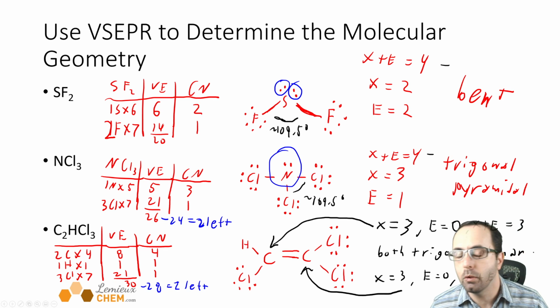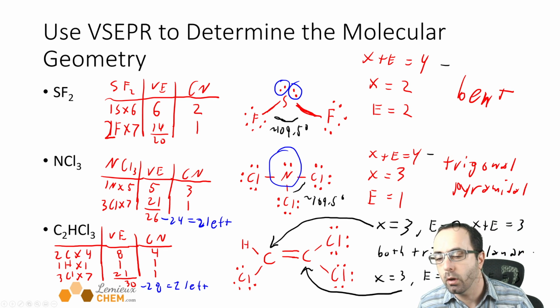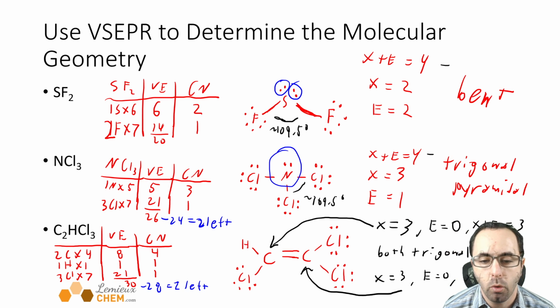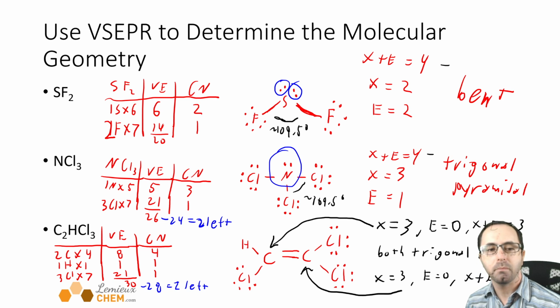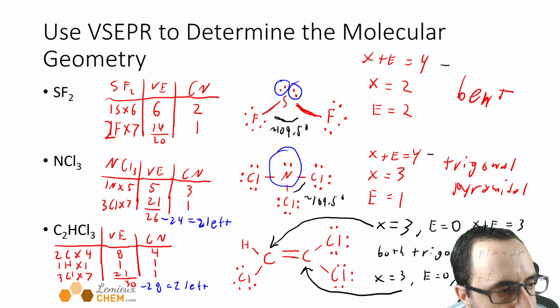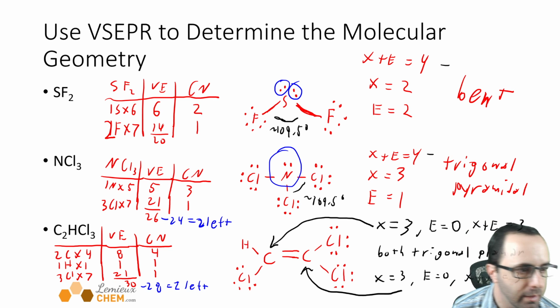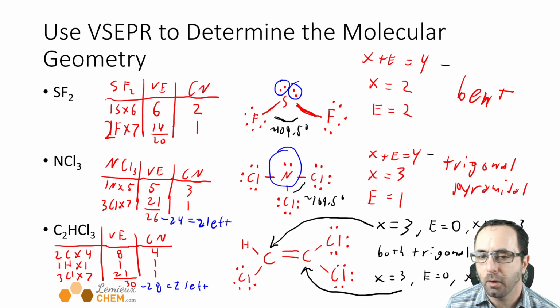But you do have to do the whole process for each center atom if you have more than one center atom. Whoops, and I'm blocking it. Kind of blocked what I was saying there, but there it is, you guys. X equals 3, E equals 0. My head got in the way. I should have moved it over a little bit. But you guys get the idea. You can kind of see through my head anyway a little bit.